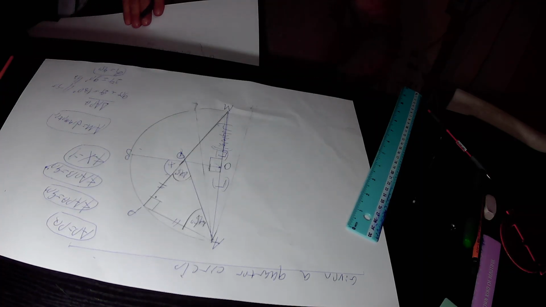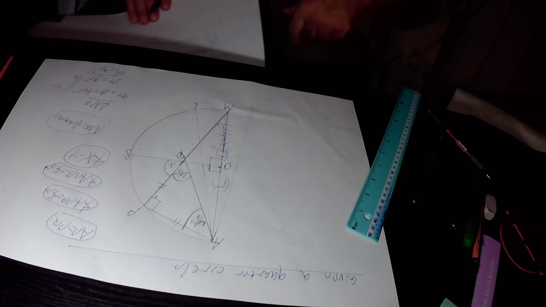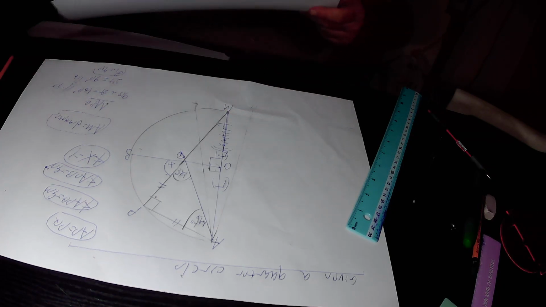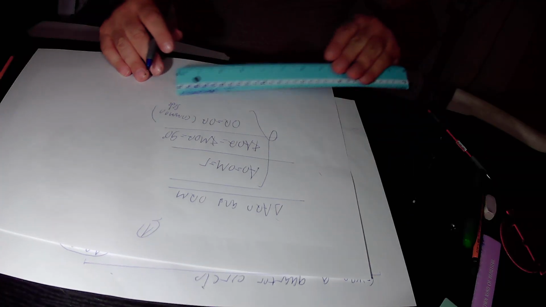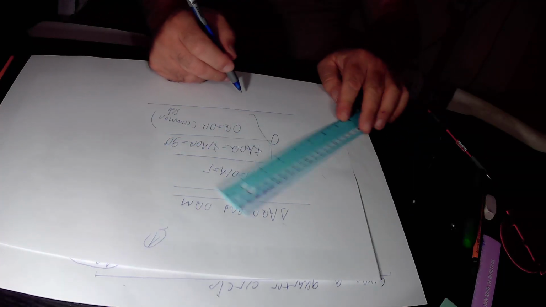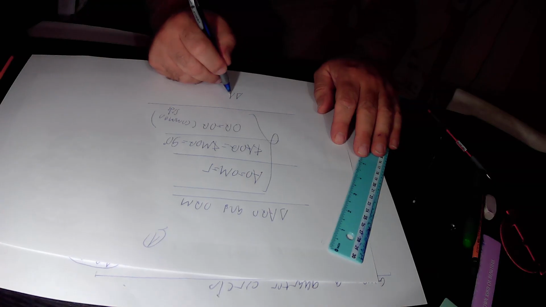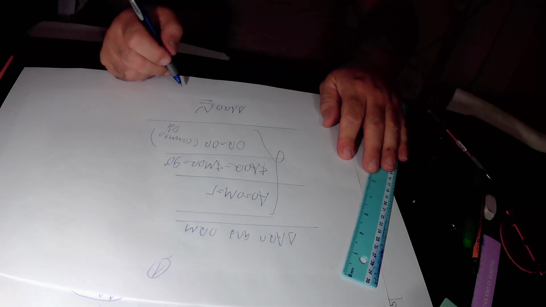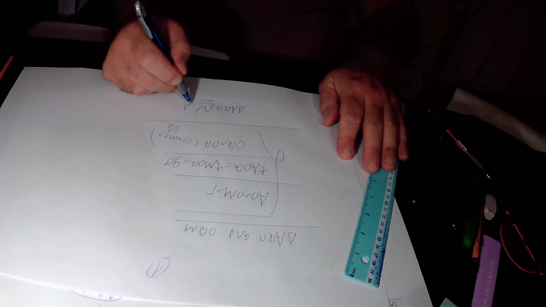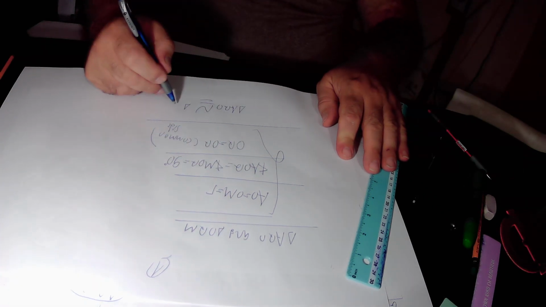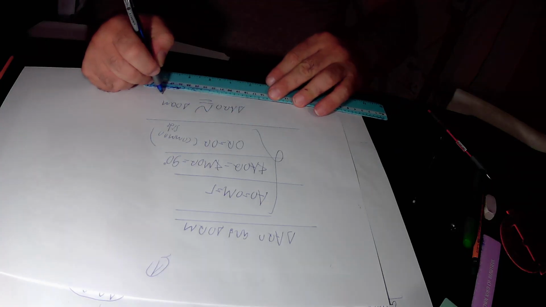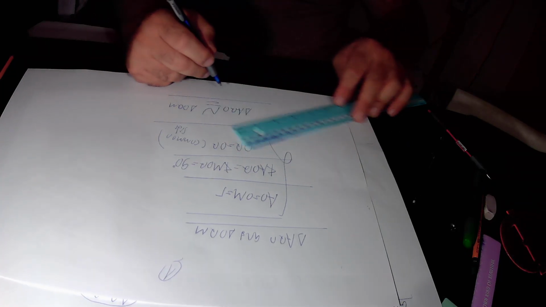So we prove that those two triangles are similar to each other according to the side-angle-side rule. So write it down: the right triangle AQO is congruent to the right triangle OQM according to the side-angle-side rule.